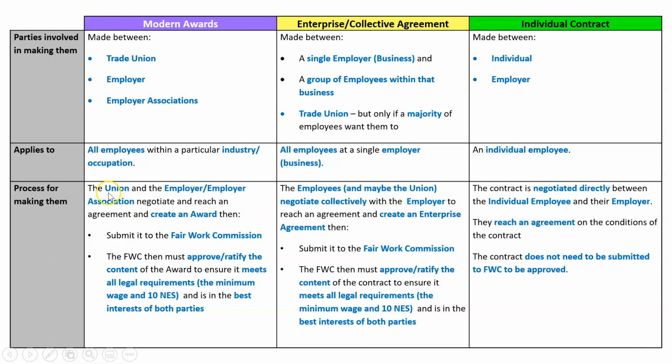Process for making them. The union with an award, union and employer association, either one, they get together, create an award, submit it to the government, Fair Work Commission, and then they approve or ratify it. They make sure it meets the minimum conditions. What about enterprise agreement? Employees as a group negotiate collectively with their employer. Maybe the union's involved if they want them, but same thing. Submit it to the government, it approves it. Individual contract, just between the individual and their employer. They reach an agreement. You don't need to submit it to the government to be approved.